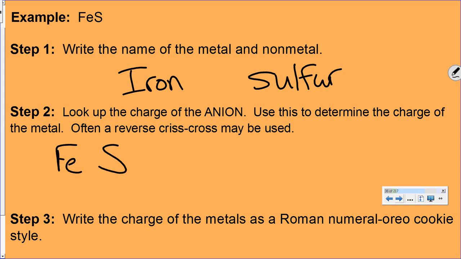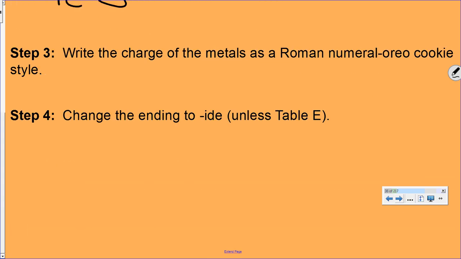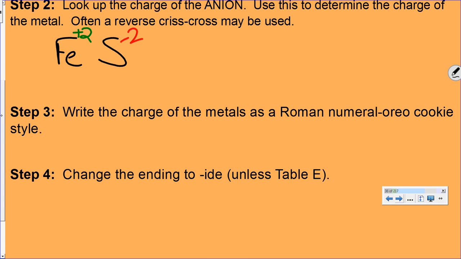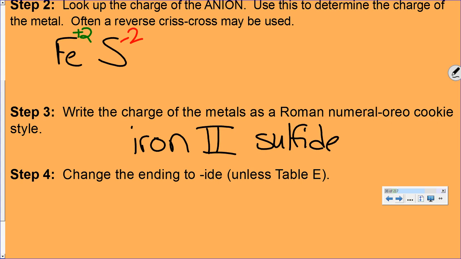Because iron can be +2 or +3, you can't just go with that. You have to be able to pick one based on what sulfur is. Sulfur's charge is -2. In order to balance out sulfur's charge of -2, iron would have to have a charge of +2. So you need to know that in order to assign your oxidation state. Your Roman numeral always goes right in the middle, Oreo cookie style, and refers to the metal. So this is going to be iron(II) sulfide. And I changed the ending to -ide, that's for step 4.